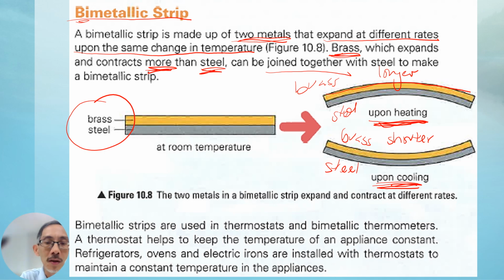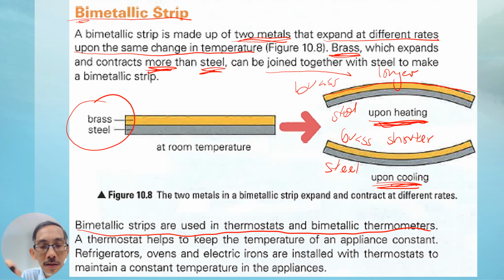Once you know what's going to happen to a bimetallic strip, in this case using brass and steel, when there's heating or cooling due to heat transfer, we then think about where it is being used. So we can read here.